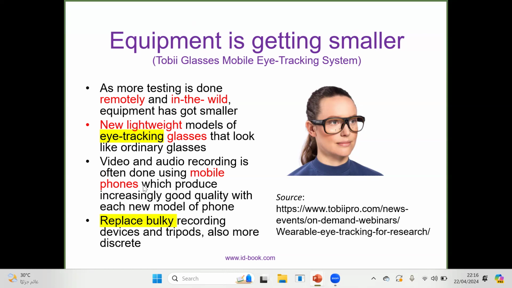normal smartphones, wherein the camera size is very small and carrying the camera becomes very easy, because the user, participant or researcher uses the mobile phone, which can easily produce high quality videos, thus replacing bulky recording devices and tripods with small, very efficient cameras that are installed in the mobile phones.